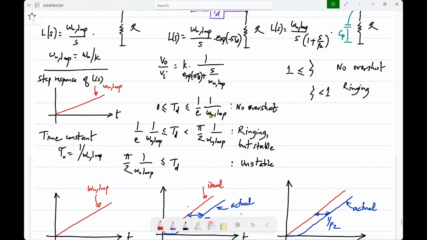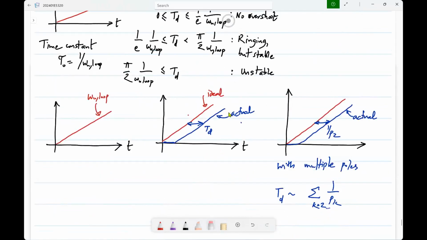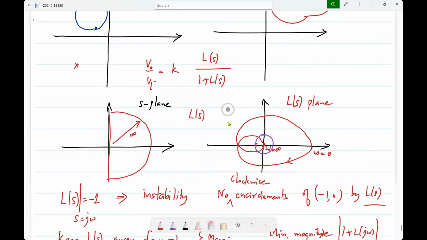We said that to not have any ringing, the delay has to be less than this. Of course, to have some ringing, it can be more. And then here you will have basically outright instability. So let's calculate the phase margin for this case.